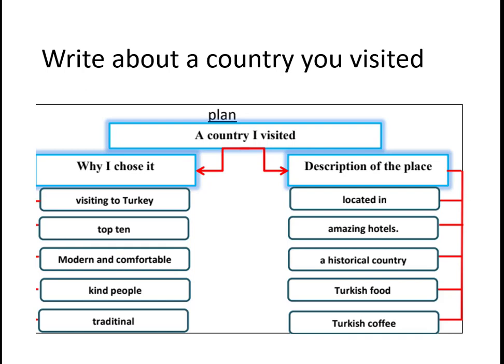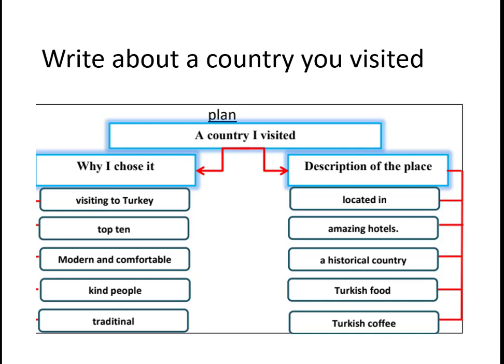Let's look at this example. If you are asked to write about a country you visited, we can write the title of the topic is A Country I Visited. Why I choose it is the title of the first paragraph. The description of the place is the title of the second paragraph. Then we start writing the ideas that jump into our mind.